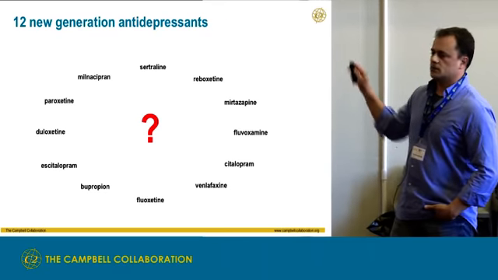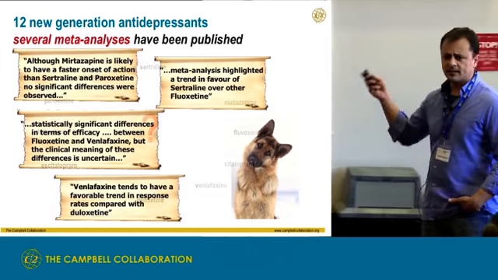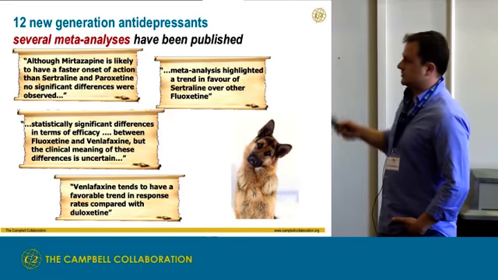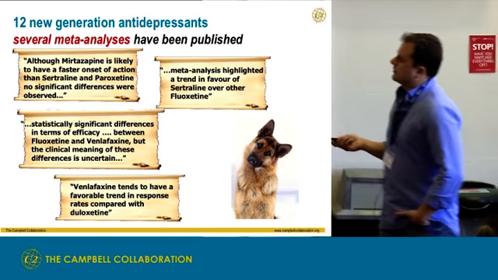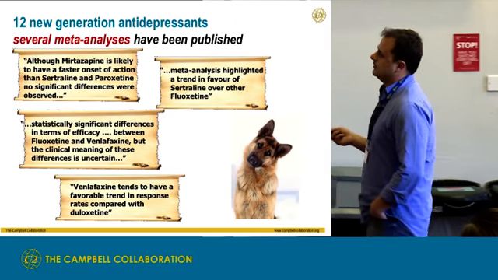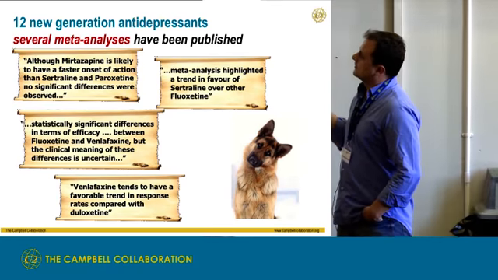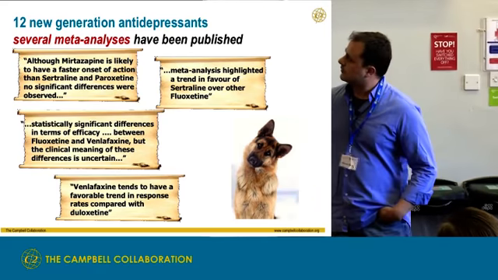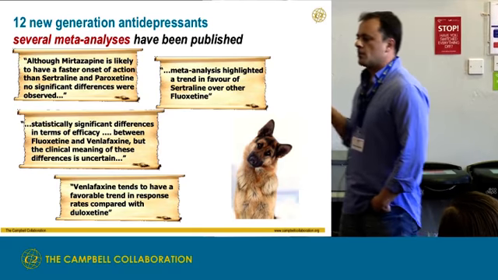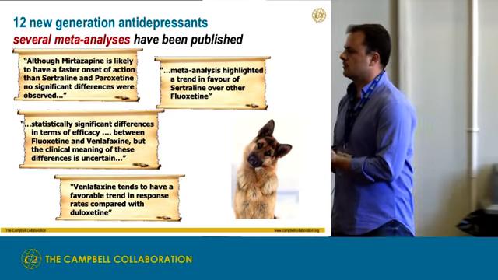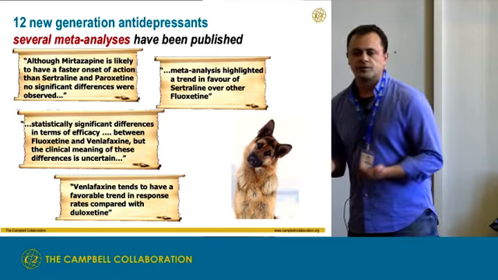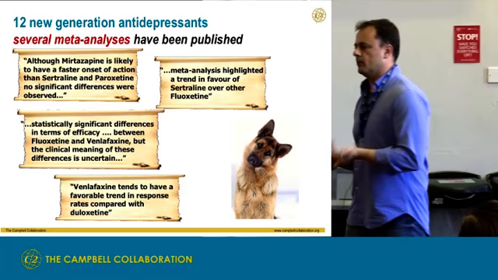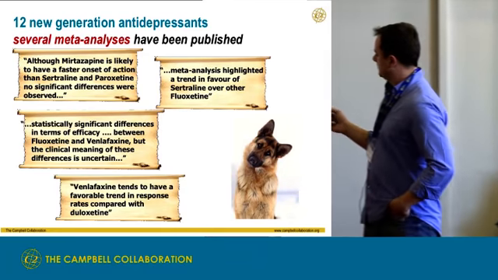If I focus just on standard meta-analysis, several meta-analyses have been published comparing a pair of these interventions. For example, there is one comparing mirtazapine to sertraline and said that mirtazapine is likely to be better, but we didn't get any significant results. The same with mirtazapine and paroxetine. Probably we didn't get significant results because we found 1, 2, or 3 studies comparing these two antidepressants, and we didn't have enough power to find a significant difference.